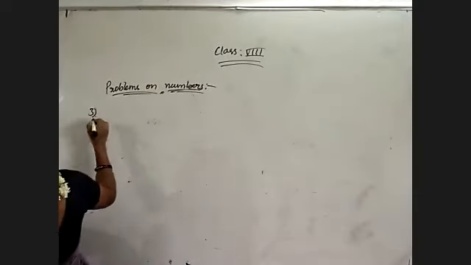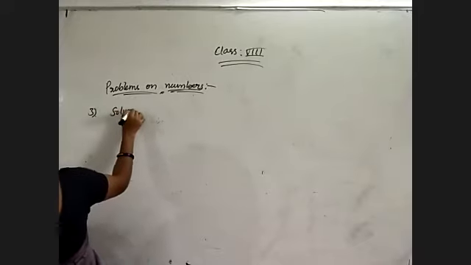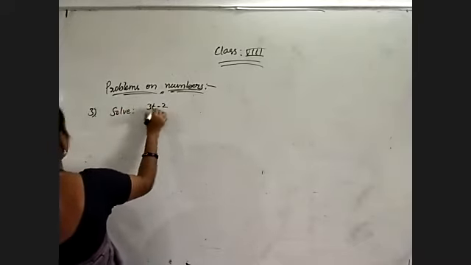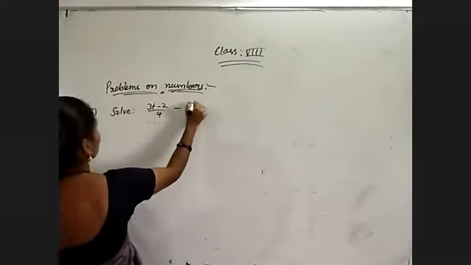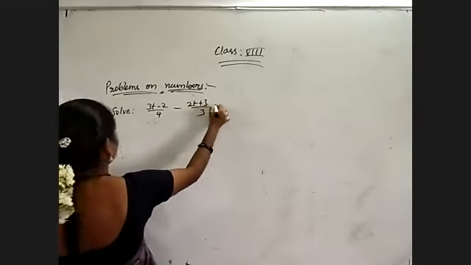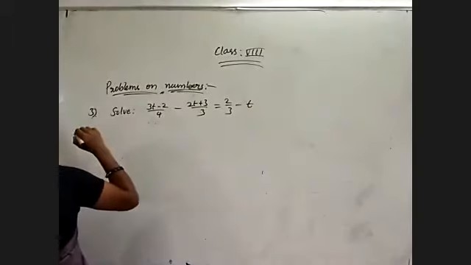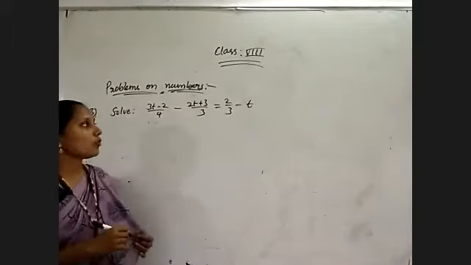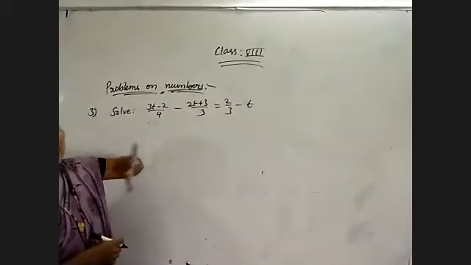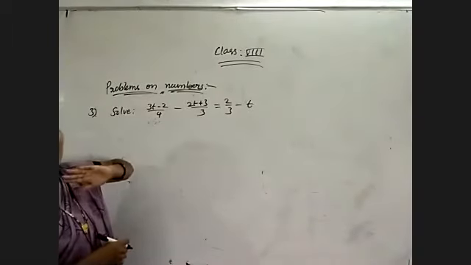Third question. Solve (3t minus 2) by 4 minus (2t plus 3) by 3 is equal to 2 by 3 minus t. So here the variable is t. Now first of all, simplify the LHS and RHS. Then afterwards go through with cross multiplication.